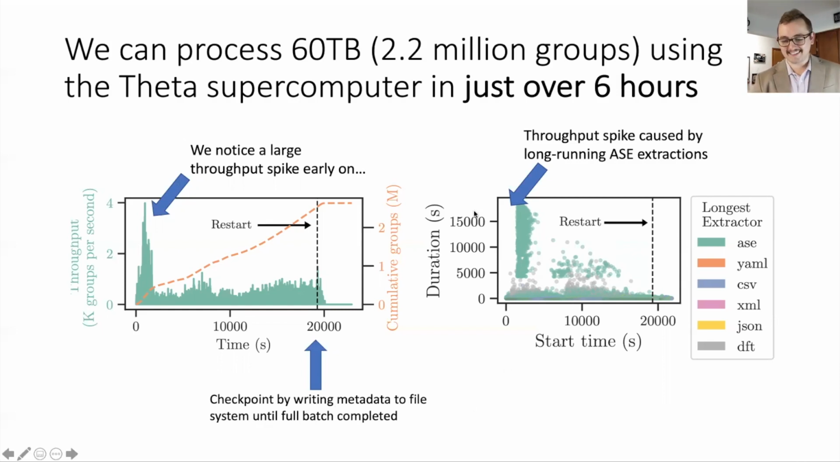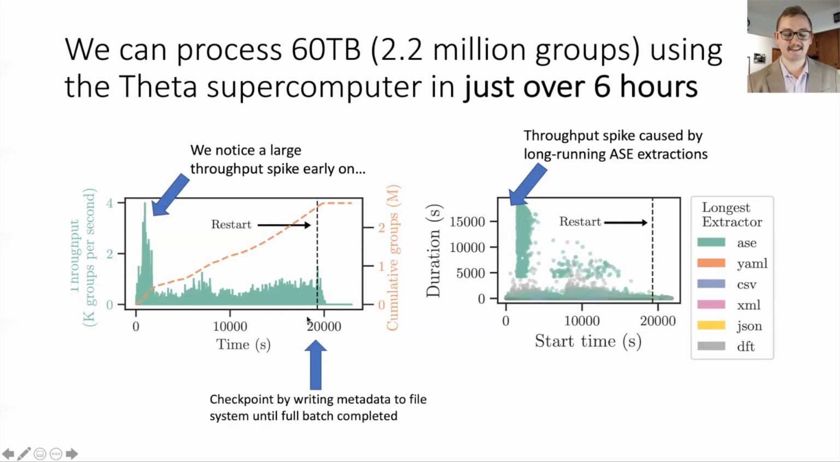The reviewers asked, hey, what's going on with this giant spike in the beginning? I said, that's a good question. So we dug into that a little more, and we found that this throughput spike is caused by these long-running ASE file type extractors. That's why there was that giant spike, because there are some number of workers that are congested.